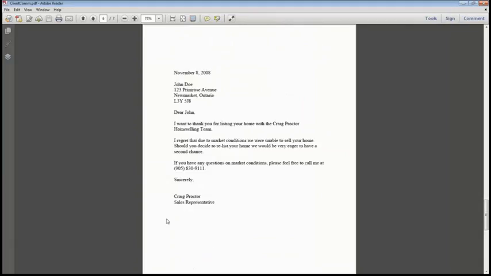Page 6 is the letter that goes out if the home expires off the market. Now remember, I talked about this a little earlier in the call. I'm trying to take the blame off me and place the blame on the market. And that's what the letter says. Dear John, I want to thank you for listing your home with the Craig Proctor home selling team. I regret that due to market conditions, we were unable to sell your home. Should you decide to relist your home, we'd be very eager to have a second chance. So not Craig's fault, it's the market.